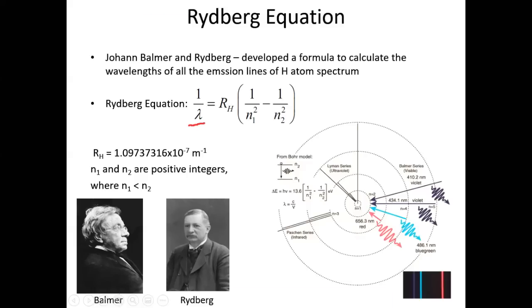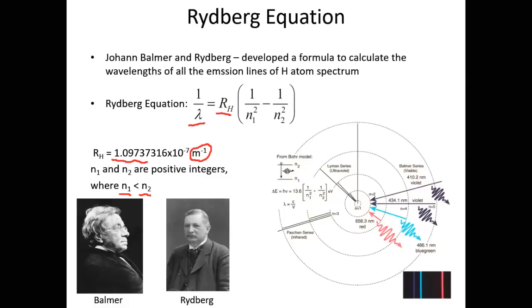So 1 over lambda is equal to the Rydberg constant times the difference of the inverse energy levels squared: 1 over n1 squared minus 1 over n2 squared. Note that n1 is always less than n2 so that you don't get a negative number. Here the Rydberg constant's a little bit different. It's in meters inverse. So when you plug in n1 and n2, you can calculate 1 over lambda, then you flip it, and you get the wavelength for that transition.